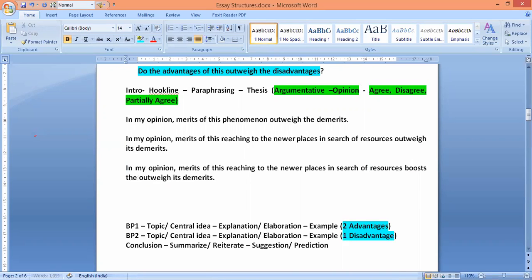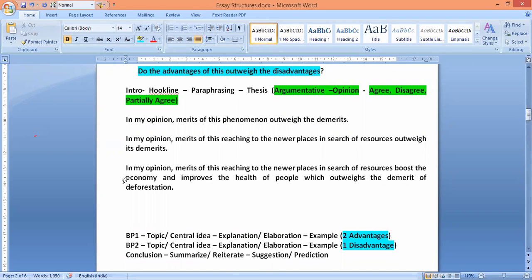Merits of reaching to the newer places in search of resources boost the economy and improve the health of people, which outweigh the demerit of deforestation.